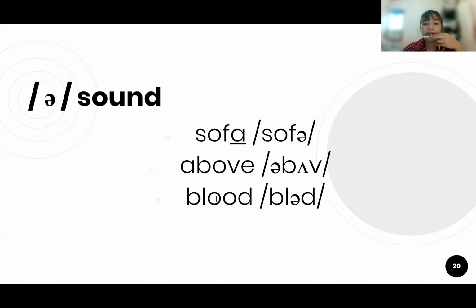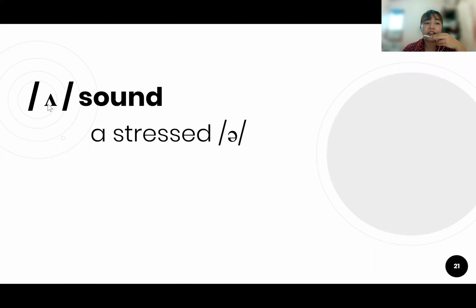Next, we also have blood. Blood has one syllable only, and it's stressed. So that's why your double O here makes the sound in blood, and we use the inverted V. So next, as I have said already, the inverted V still has the same sound, but this is the symbol used if the sound falls on a stressed syllable.